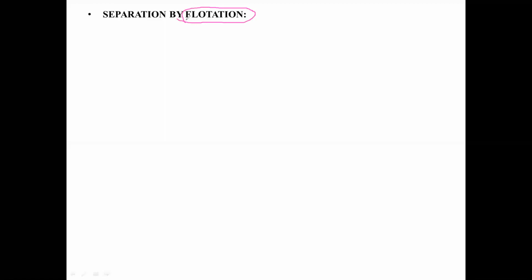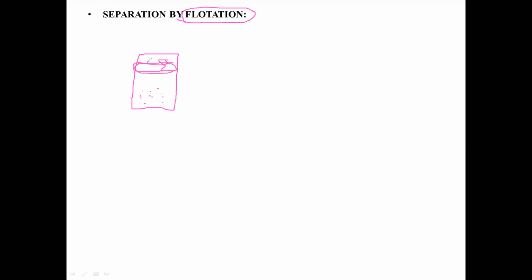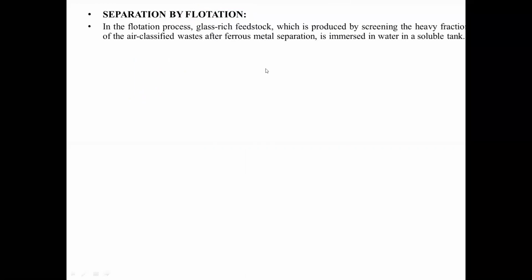Of course, we know, if you have gone through sedimentation, what happens if water is made to stagnate? Let us say this is a container, and you let the water stagnate over here. The heavier materials are going to settle down, and the lighter materials are going to float on the surface. By using this technique, we are going to remove the material which is lighter in weight. That is our floating technique.